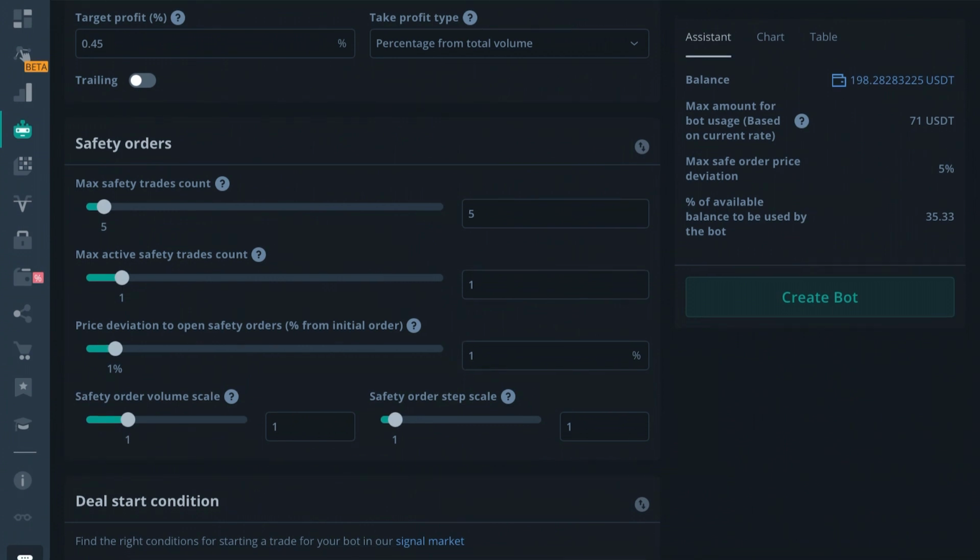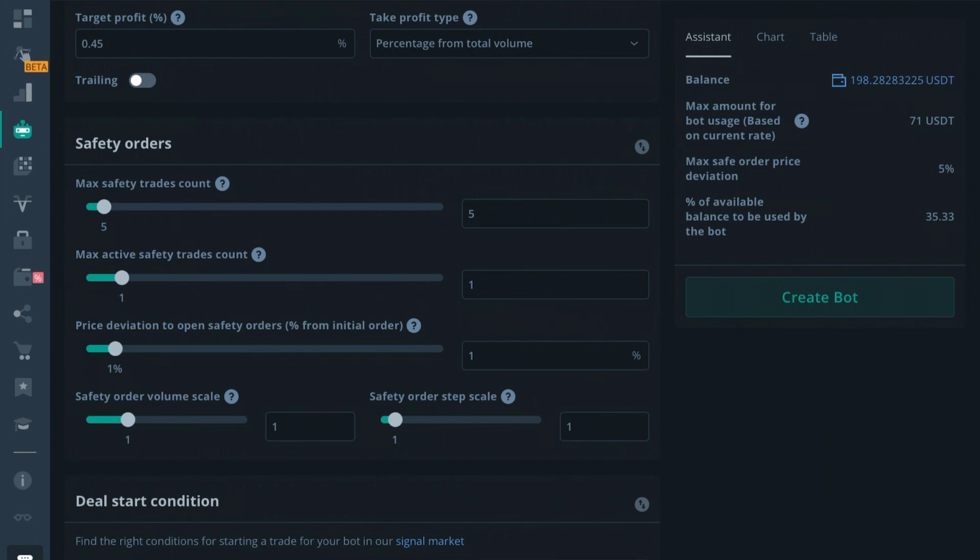This is perhaps the most important part of configuring a bot. If you do not plan for the deviation within these safety orders, your bot will malfunction, and it will not close a deal. You will get stuck in a position, and you will have to wait for the market to swing again and your deal to become profitable once more for the bot to close the deal. So it's very important you plan accordingly for that deviation we talked about earlier.